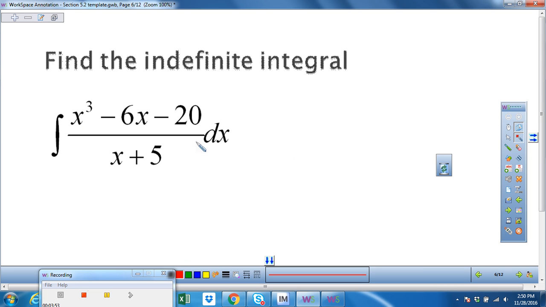Now, this one presents a little bit of a challenge because, as I said before, in order to use rational integration, the exponent on the bottom has to be bigger than the exponent on the top. If the exponent on the top is the same as or bigger than the exponent on the bottom, I cannot use the methods I was using before, and I have to use long division or synthetic division. So I'm going to just use long division here, and I'm going to divide x plus 5 into x cubed. Remember, if a term is missing, I have to replace it.